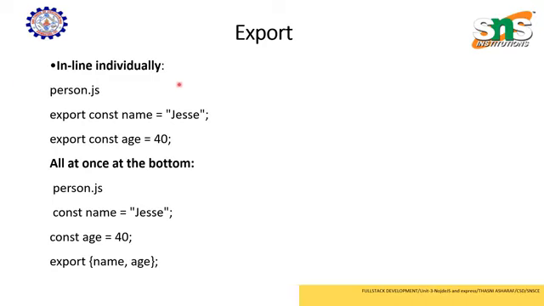Here, inline individually: person.js is my file, and I'm going to export the constant name Jesse and age. Next, all at once: in my person.js file, the constant name is Jesse and the constant age is 40. I'm going to export using export name, age at the bottom. So there are two ways to export this, and we can do it like this.